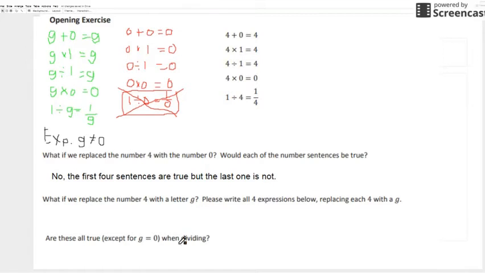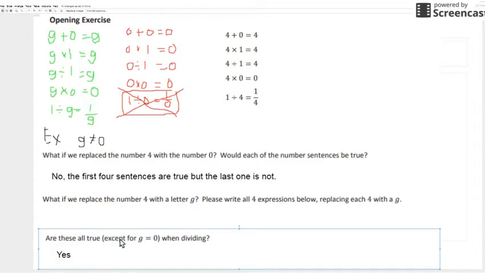So we took a moment, we did the rewriting. Now let's go ahead and look at the question here. It says, are all these true except G equals 0 when dividing? So here we go again. They're telling us here, I don't know why I put a P there. I guess I should have erased that. I apologize. As long as G is anything but 0, this statement is true. So let's write out, are all these statements true? Yes, as long as G does not equal 0. And that's what it says here.